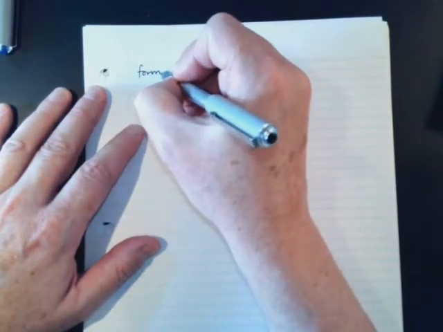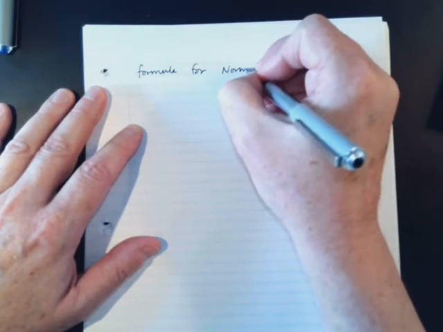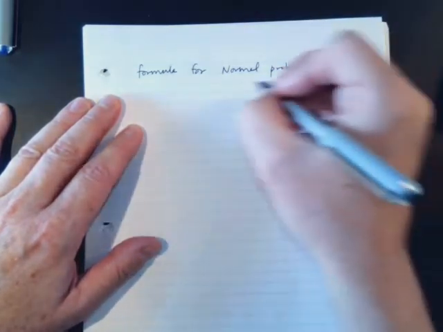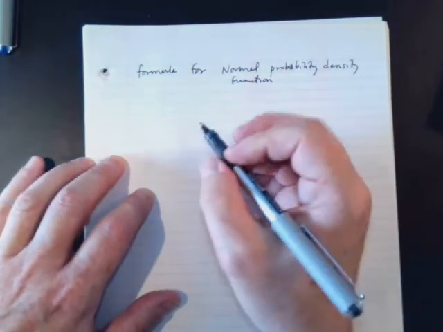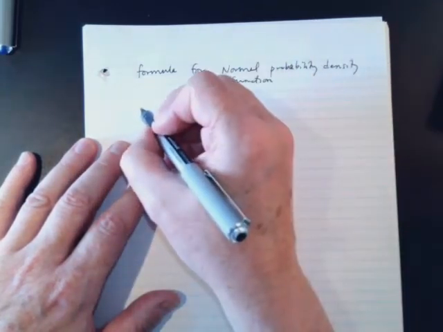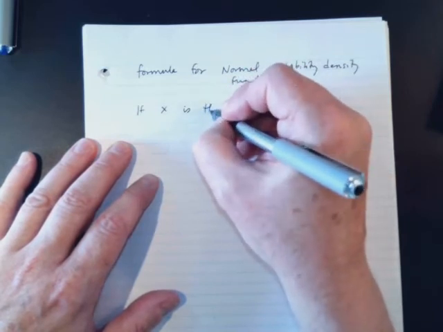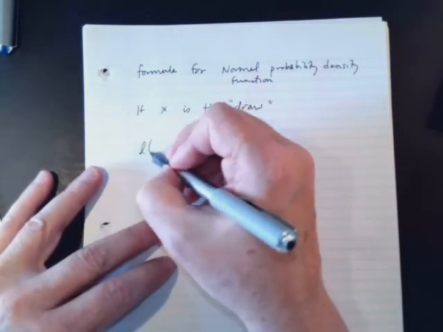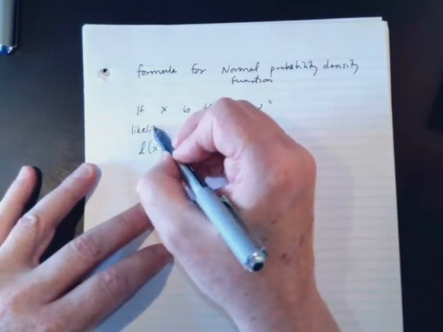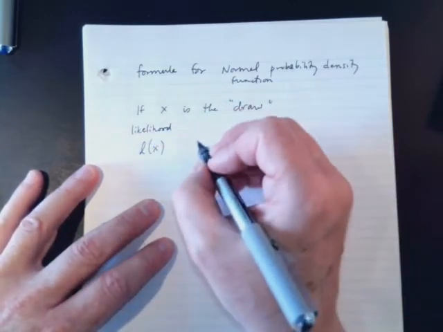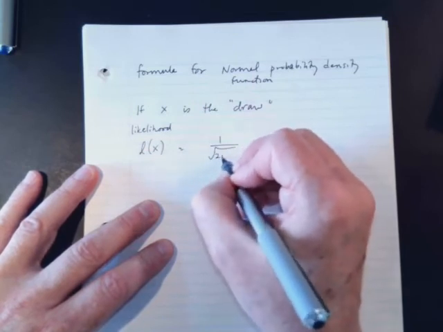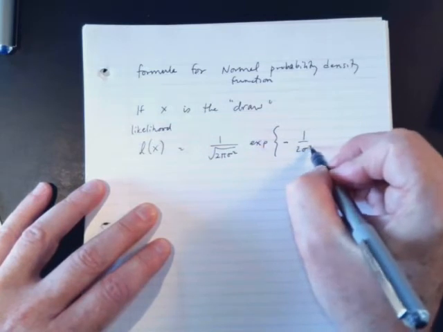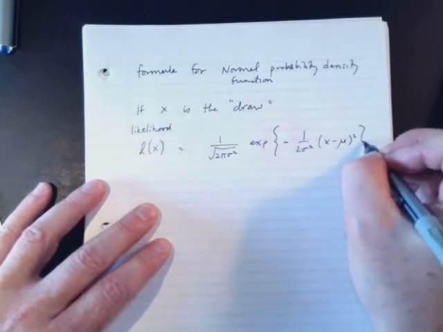Well, the formula for the normal probability density function is, if x is the draw, so it's the realization, it's the number that we've drawn, the likelihood L of x is 1 over square root of 2 pi sigma squared times exp minus 1 over 2 sigma squared times (x minus mu) squared.